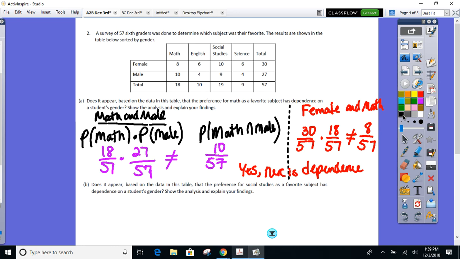We got two events that are independent of each other. Whether you're male or female has no effect on if you like social studies or not, because both of them come out to be the same. Keep trucking, though. It should come out to be independent. So they are not dependent, they are independent of each other.